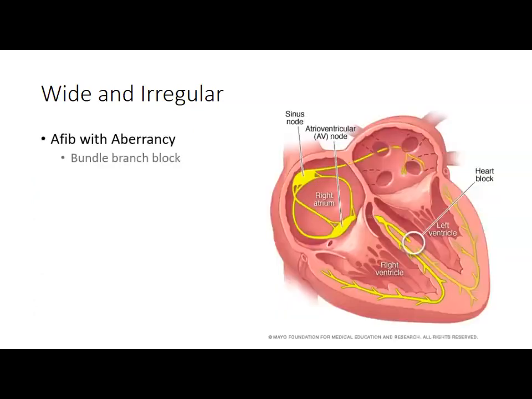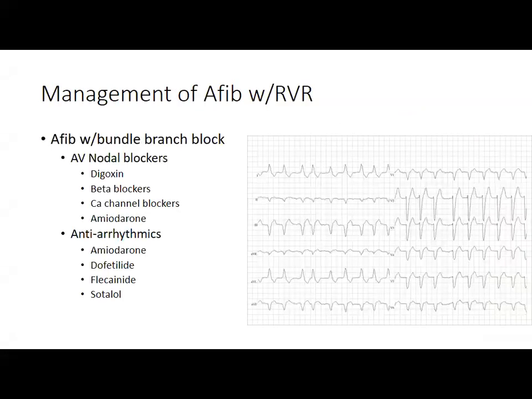And then, like we said, with SVT with aberrancy, you can also get AFib with aberrancy. Again, that aberrancy, all it means is a wide QRS that comes from a wide bundle branch block, which in this situation would make your right ventricle contract before your left, giving you a wide QRS that would make it look like irregular VT.